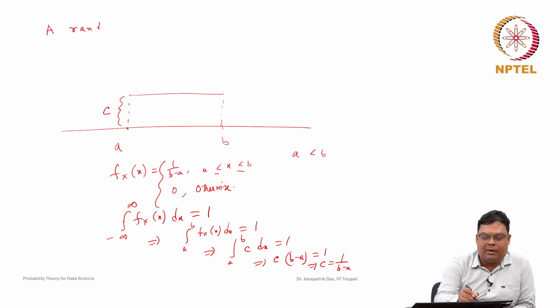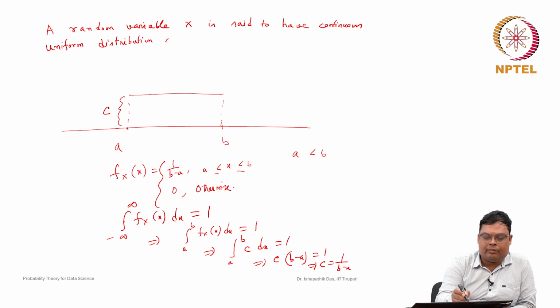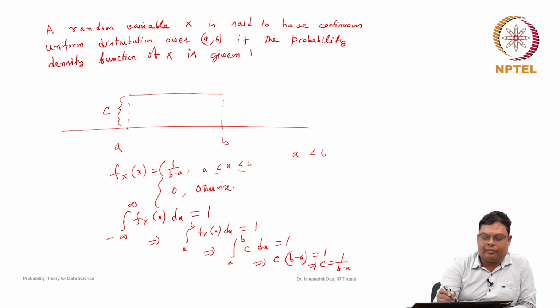So, a random variable X is said to have a continuous uniform distribution over a and b if the probability density function of X is given by f of x is equal to 1 by b minus a whenever x is greater than a and less than b, and this is equal to 0 otherwise.